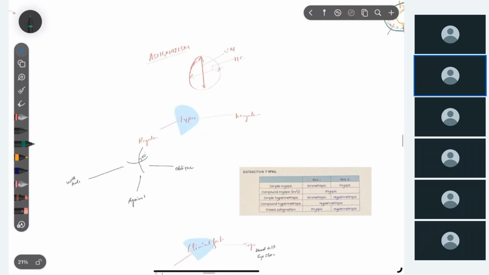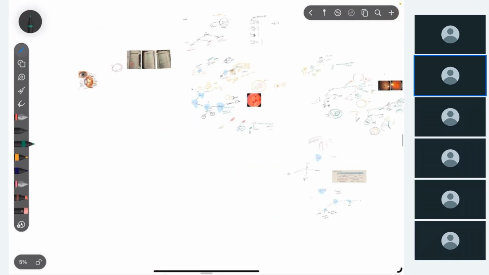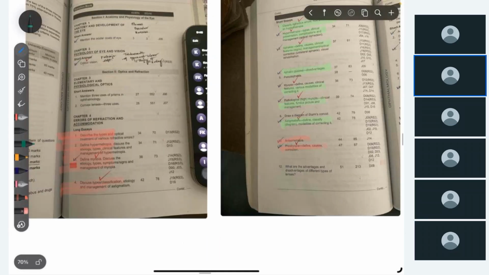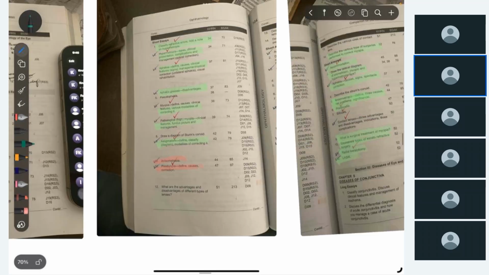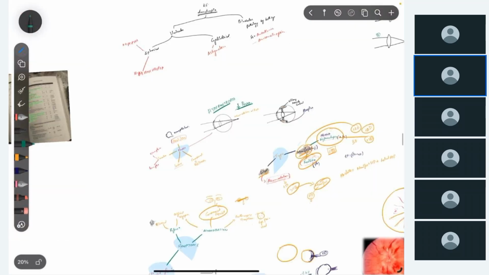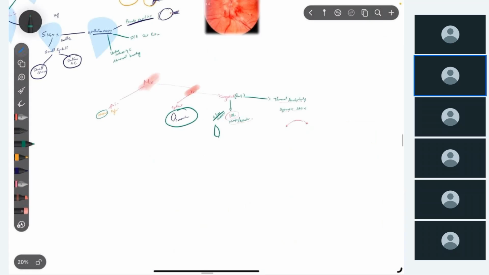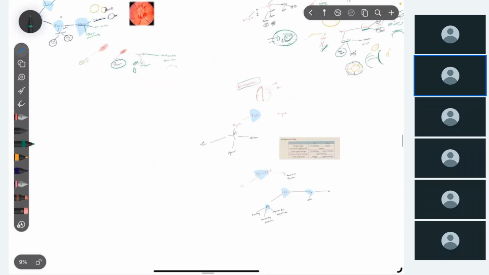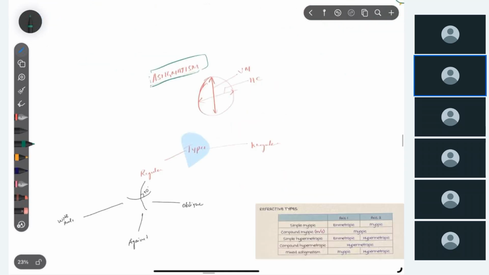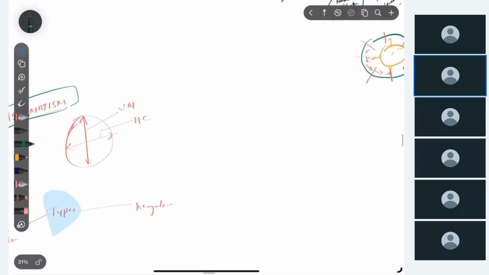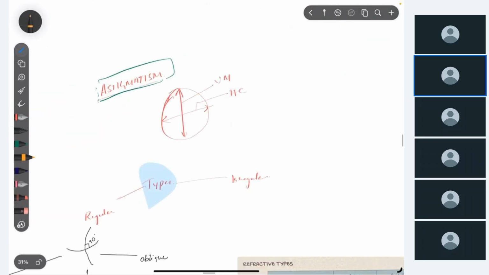Astigmatism. Here you can see that we have covered most of the questions. Most of the questions are about hypermetropia or myopia, and we have seen the classification, that is ametropia, we have seen. So we will see astigmatism, and then we will see what is accommodation and then presbyopia, and we'll end it there. Astigmatism.